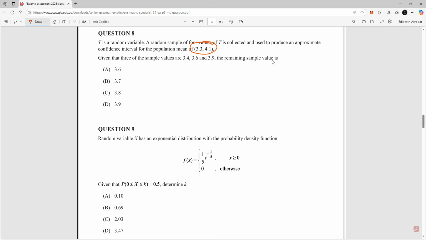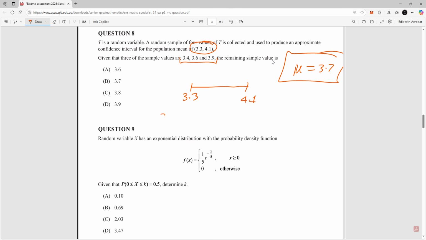So here, because they've given you the confidence interval, that means the average has to be in between both of these values. So if you go 4.1 plus 3.3 and divide by 2, what does that give you? So go 4.1 plus 3.3, divide by 2. So the average is 3.7, okay?